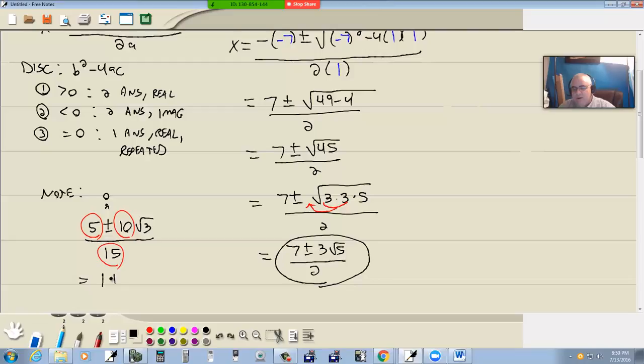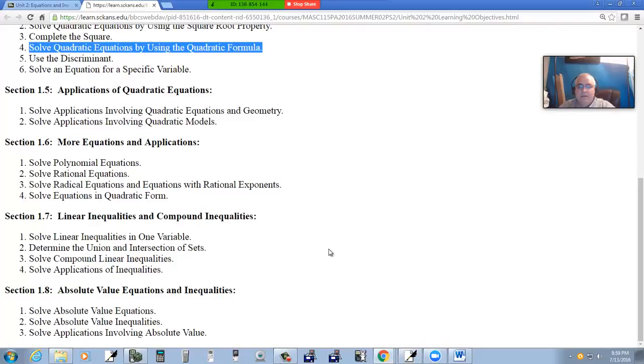5 divided by 5 is 1, plus or minus 10 divided by 5 is 2, square root of 3. And 15 divided by 5 is 3. And that would be my answer. Now I can't simplify this one because we got 7, 3, and 2, which does not apply. Okay. I'm going to skip over section 1.5 and I'll go down to section 1.6, more equations and applications.